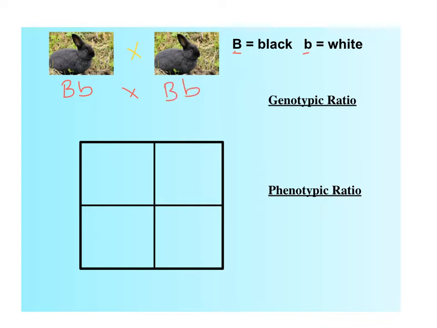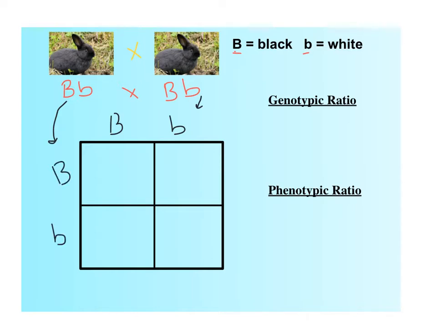Now, it doesn't matter which of these two guys, if you put their alleles on the top or the sides, it doesn't matter. Just make sure they stay together. So I'm going to put this guy's up here. They're the same, so it really doesn't matter. So we're going to put big B, little b. And I'll put this guy's alleles over here on the side. Big B, little b. Now it's just filling in the boxes.